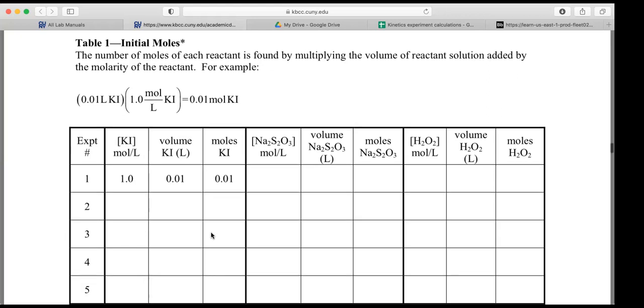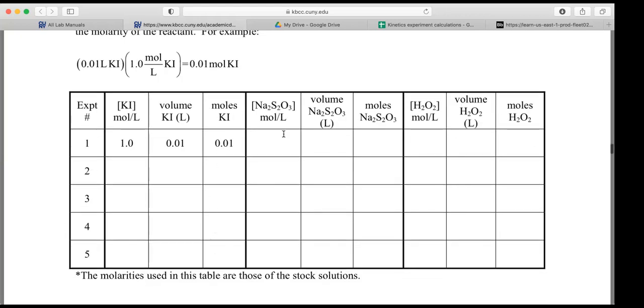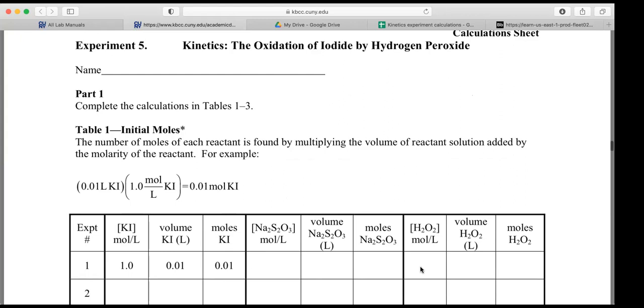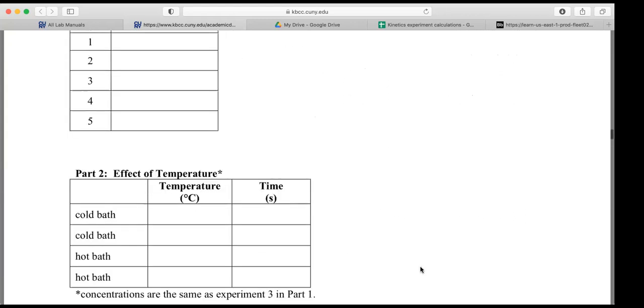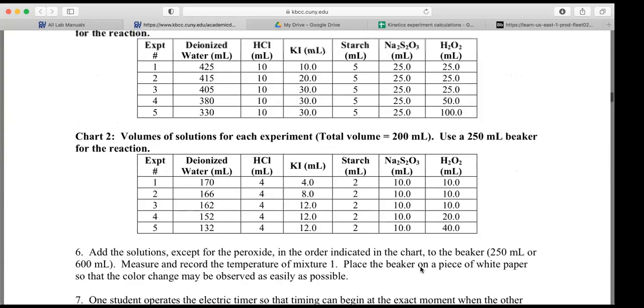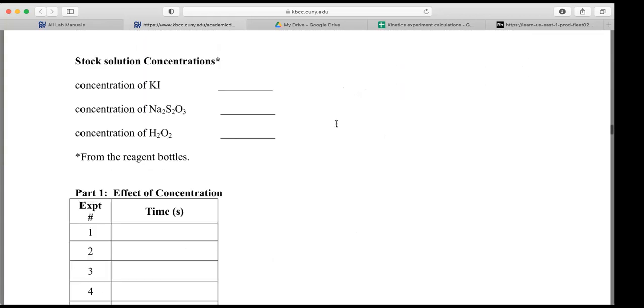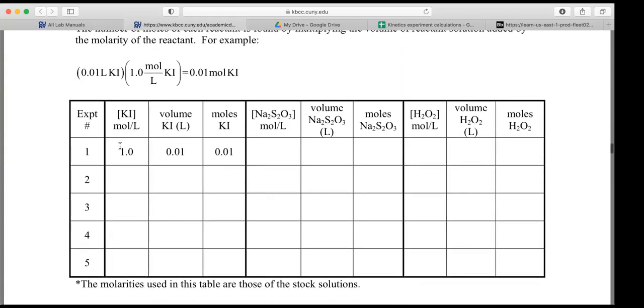And then you're going to do that for all 5 experiments. This is part 1. Then you're going to do the same thing for the sodium thiosulfate. Then you're going to do the same thing for the hydrogen peroxide, okay? So let me go back and I'm going to show you that chart, okay? So you look for KI, there's the 10 milliliters, okay? And the concentration was 1.0 moles per liter. Okay, so concentration or molarity times volume gives you moles.